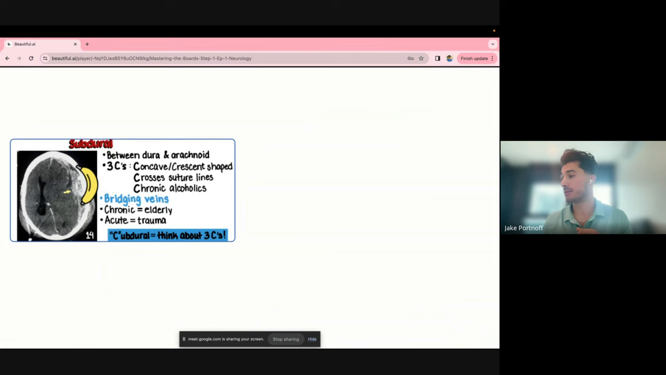In your subdural, I like to remember subdural as S with a C, so I think about the C's. So as you can see here, you have your concave, crescent, banana-shaped lesion. This is going to cross suture lines, and this is going to be common in chronic alcoholics. And what happens is, with chronic alcohol consumption, with old age, you get brain atrophy. When you get brain atrophy, your brain is more prone to tear in these bridging veins. Okay, these bridging veins become more delicate, and they can easily tear.